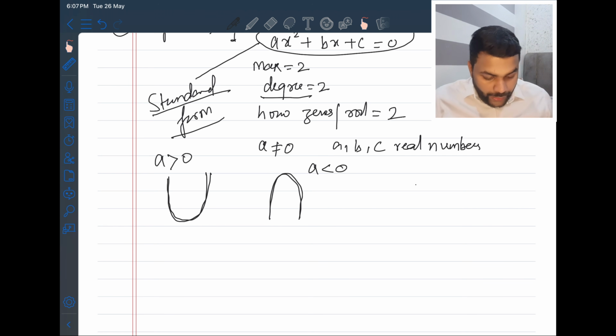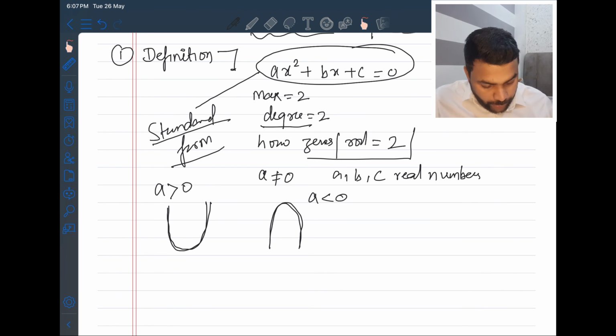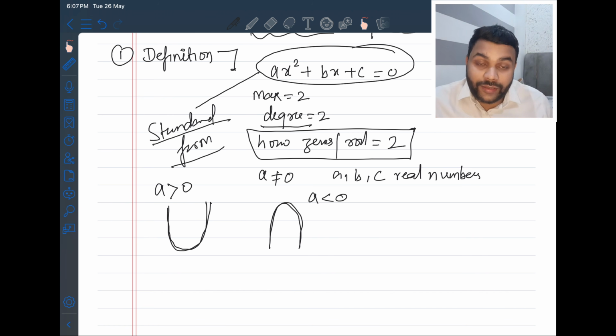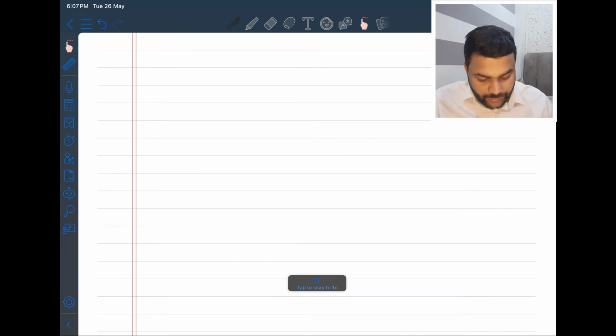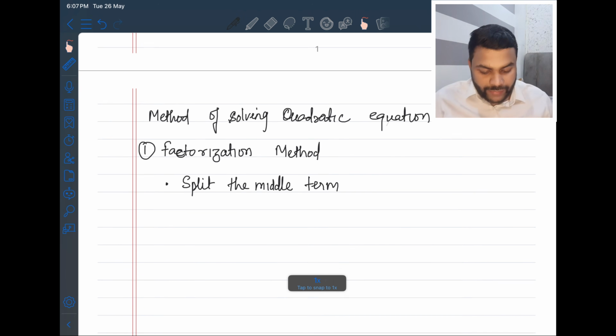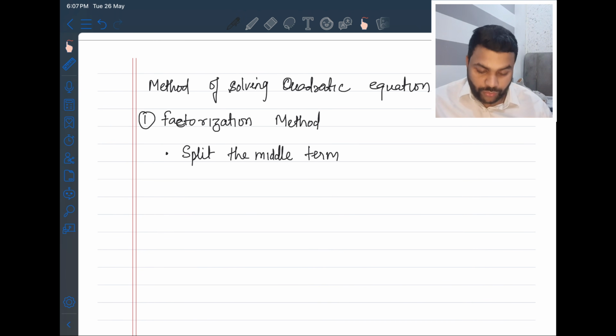So as we know, there are 2 roots or 2 zeros of a quadratic equation. So how to find these roots? We are going to learn in this chapter how to find the roots and zeros of this quadratic equation. So how are we going to solve it? Let's learn here. Okay, so let's move on. Method of solving a quadratic equation. So we have two methods.